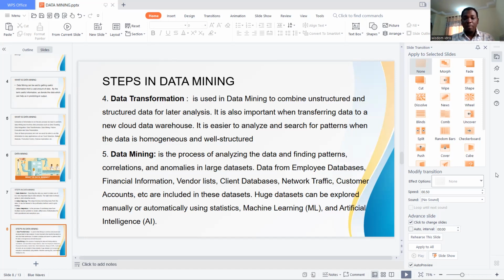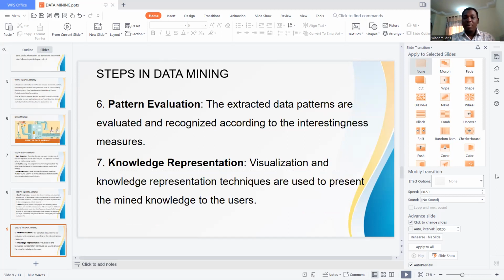So data from employee databases, financial information, vendor lists, customer accounts, etc. in this data set. Each data set can be manually or automatically explored using statistics, ML, and artificial intelligence. So yeah, pattern evaluation.